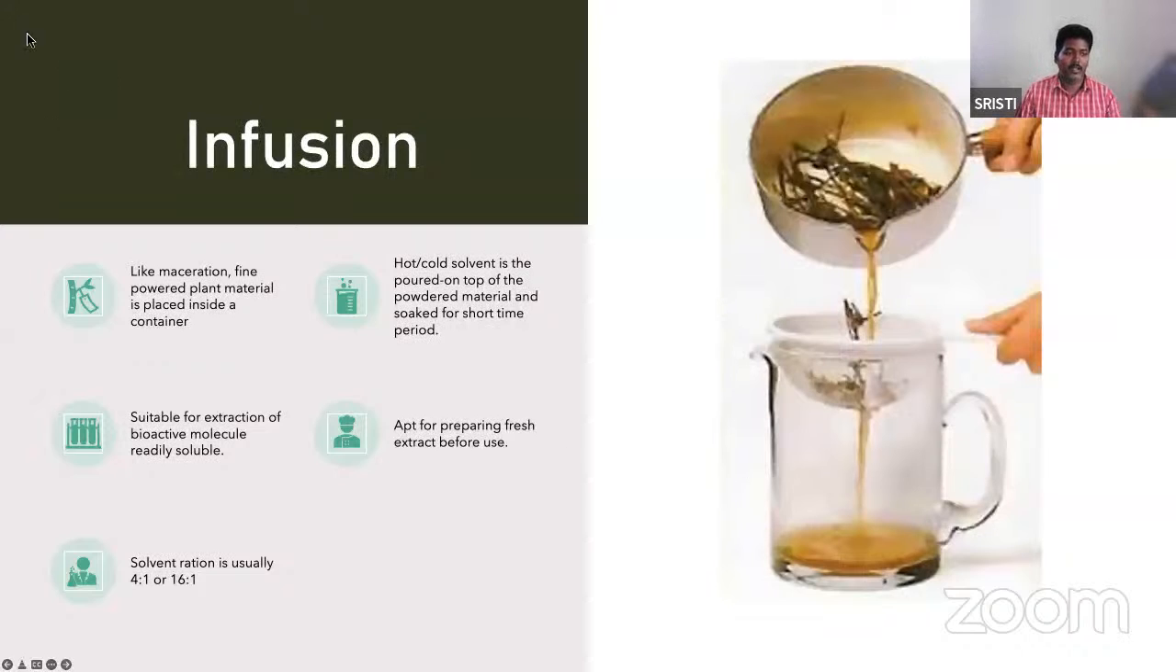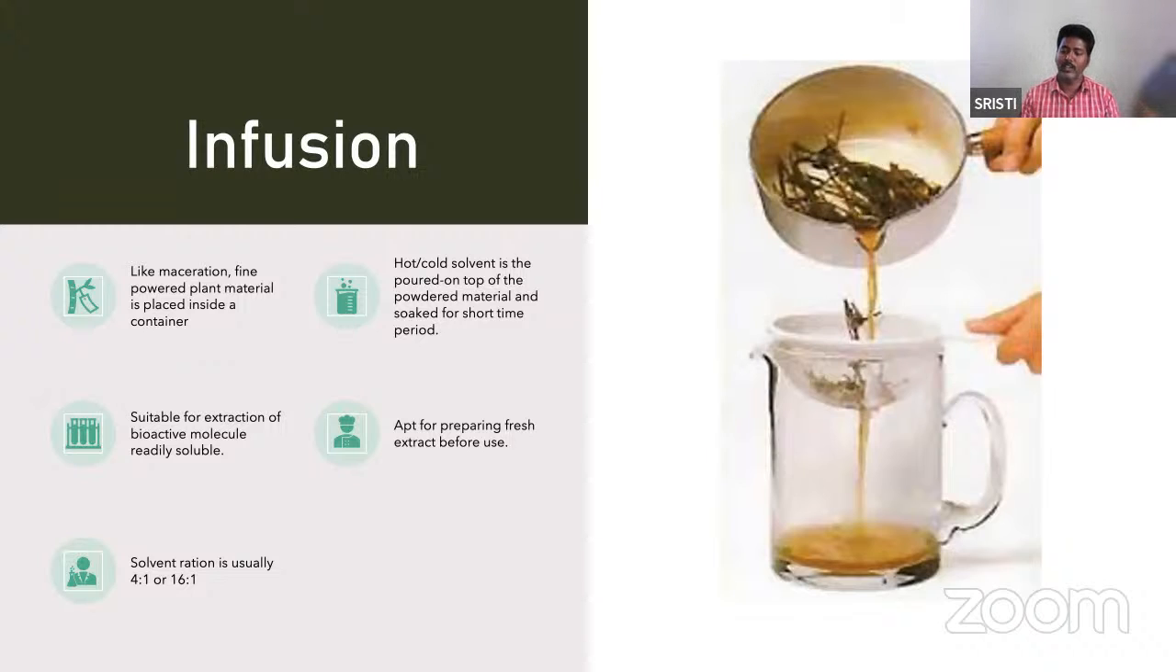So the next method is infusion. Okay, so infusion is similar to maceration, where we use fine powdered plant material inside a container, and hot or cold solvent is poured on top of the powdered material, and so for a very short period. Not like in maceration where we keep it for 3 to 4 days, here it is a very short period only. And the best example, like every day we do the green tea preparations, right? So a similar type of preparation is called infusion, and it is suitable for bioactive molecules that are readily soluble.